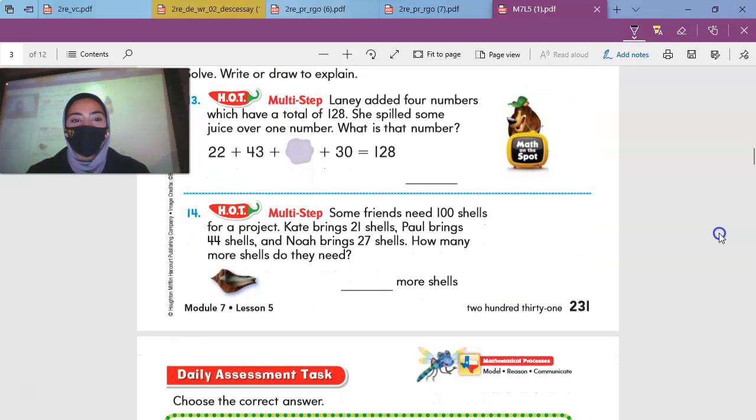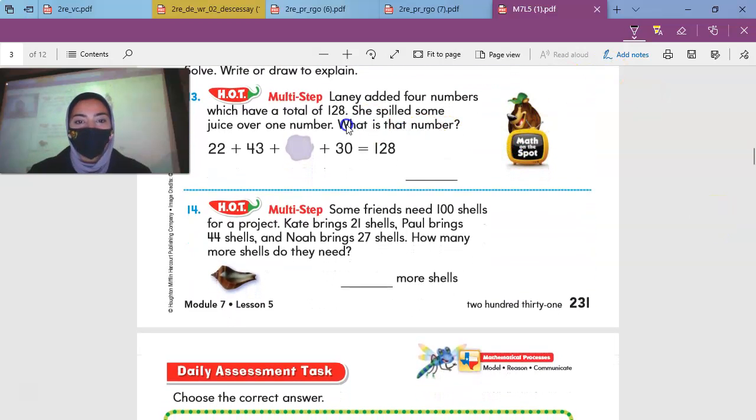Lainey added 4 numbers which have a total of 128. She spilled some juice over one number. What is the number? So we have all of these numbers. We want to find out what goes here. This is a 2-step problem. Whenever we do this, who can tell me what we have to do to find what goes here? What's the first step, Dominic?